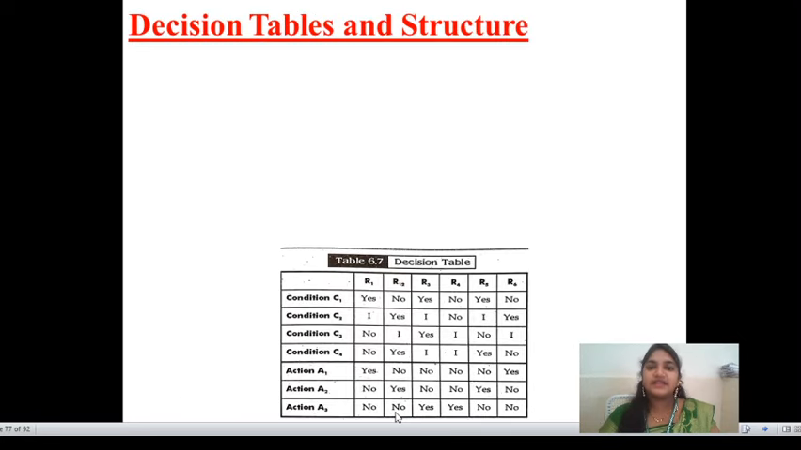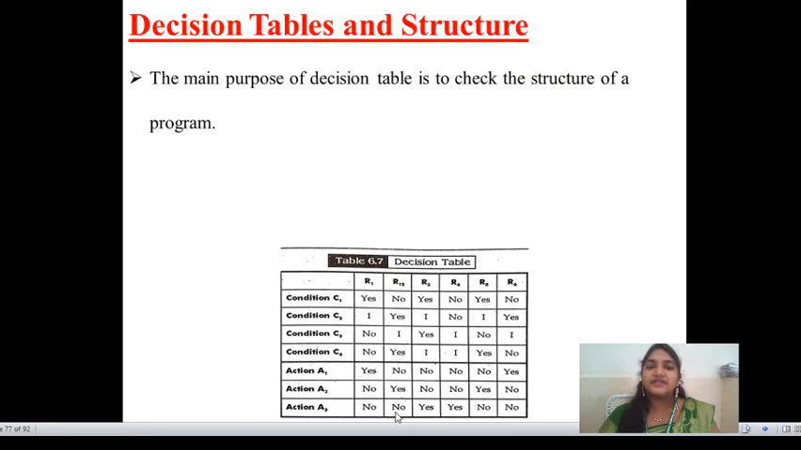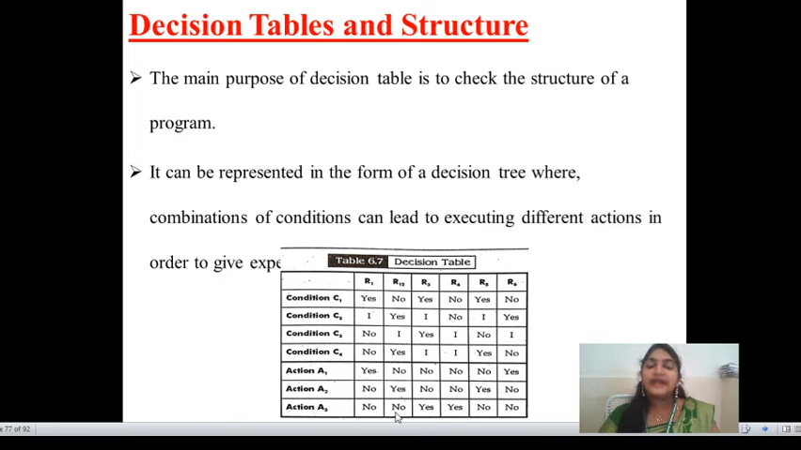Next, coming to the decision table and structure. This is the structure of the decision table. The main purpose of the decision table is to check the structure of a program. It can be represented in the form of a decision tree where combinations of conditions and different actions are performed to give some expectations. See this decision table. It consists of R1, R2, R3, R4, R5, R6 as the rules, conditions C1, C2, C3, C4, and actions A1, A2, A3, A4 and so on.